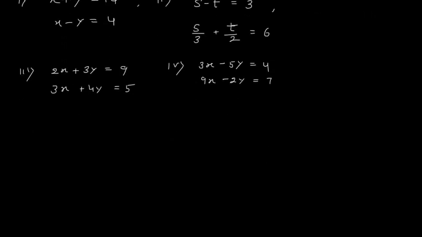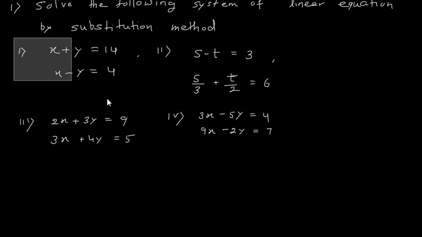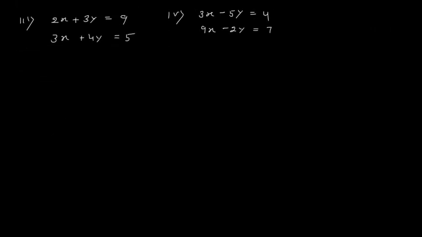Now here the first problem is the same as we have just discussed. x plus y is 14 given and x minus y is 4 given. I have to solve them so that the value which I get will satisfy both the equations, and I have to use substitution method. So in substitution method, please keep this in your mind, we have to find one variable in terms of other variable.